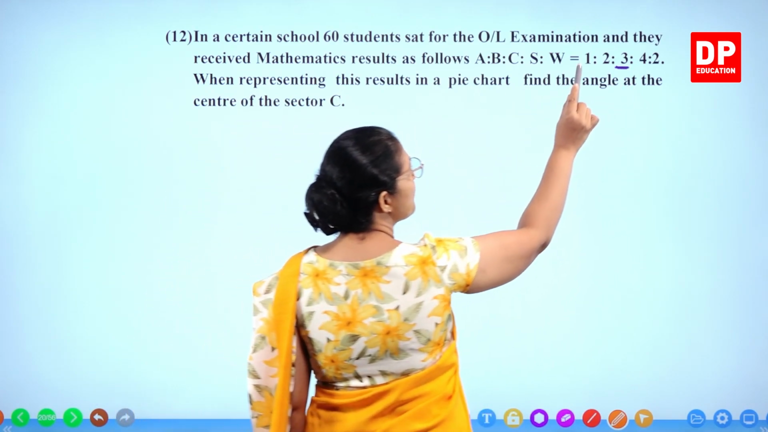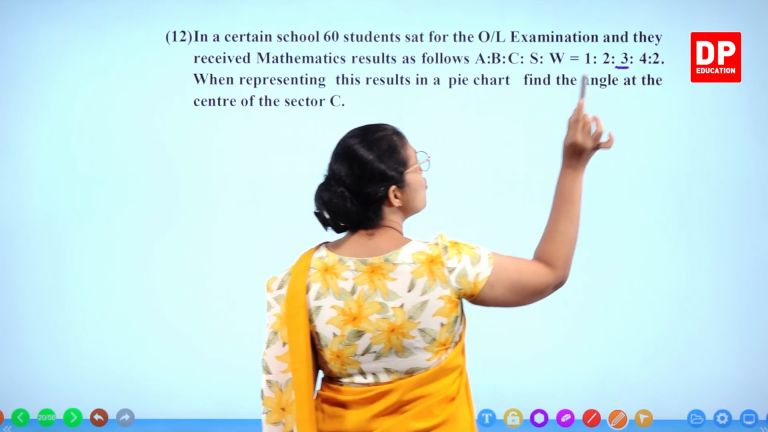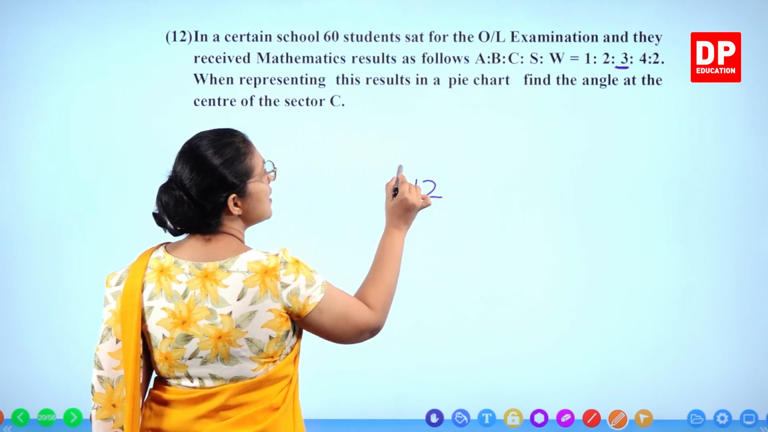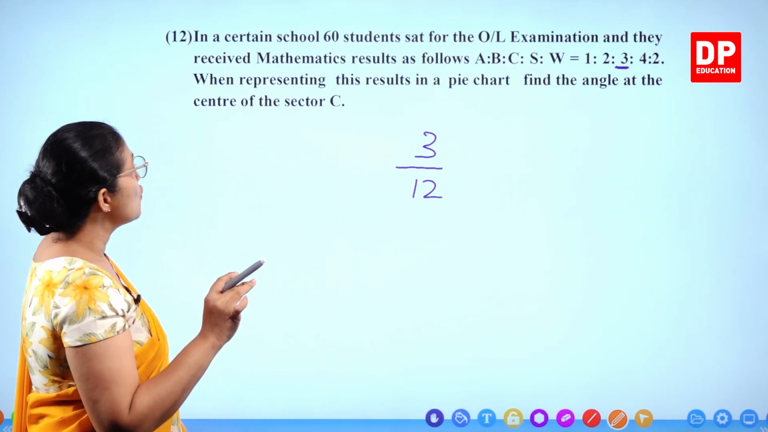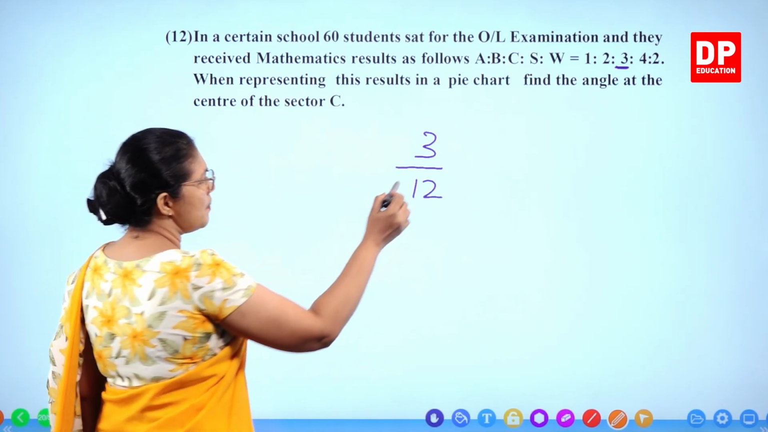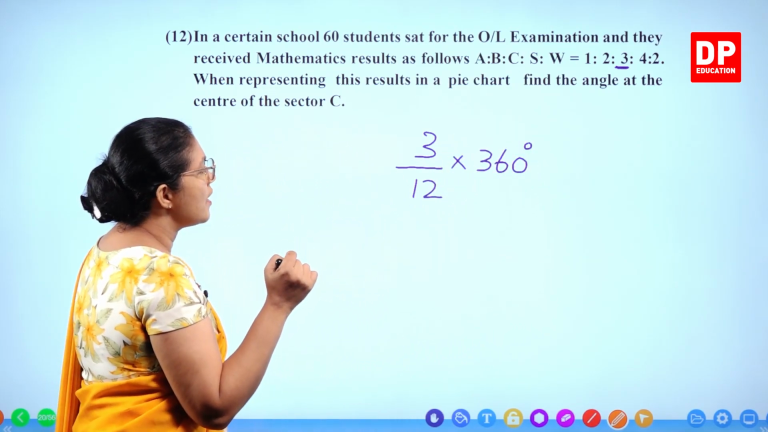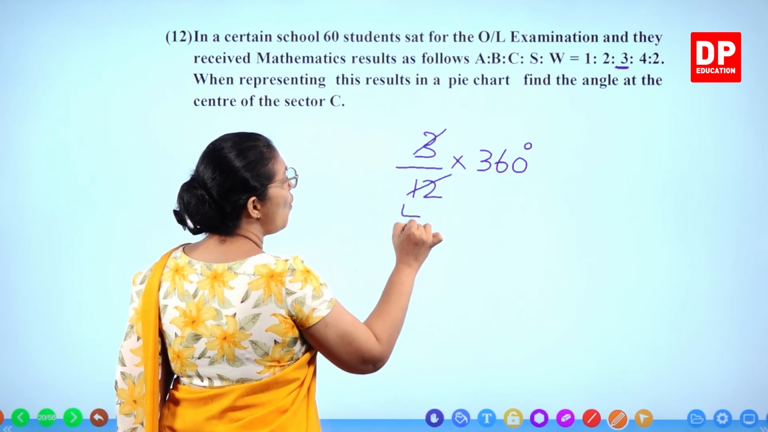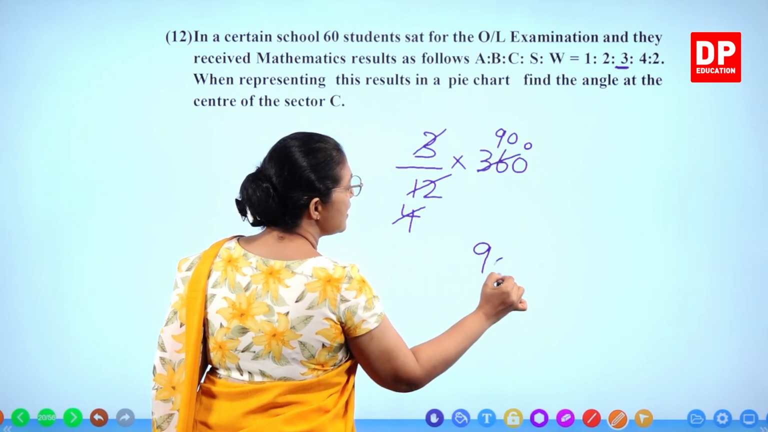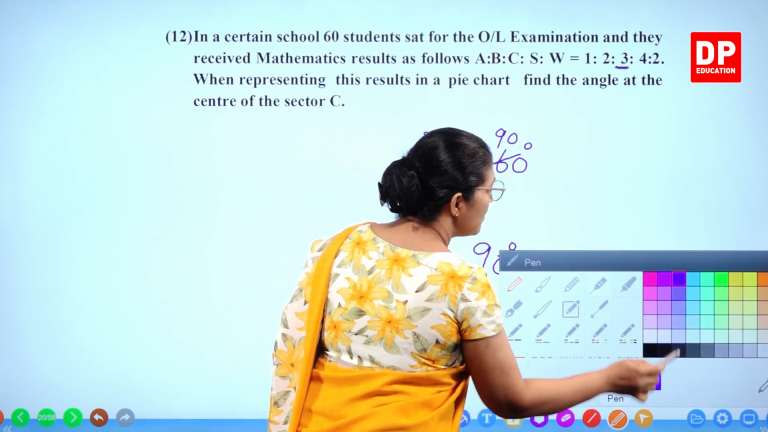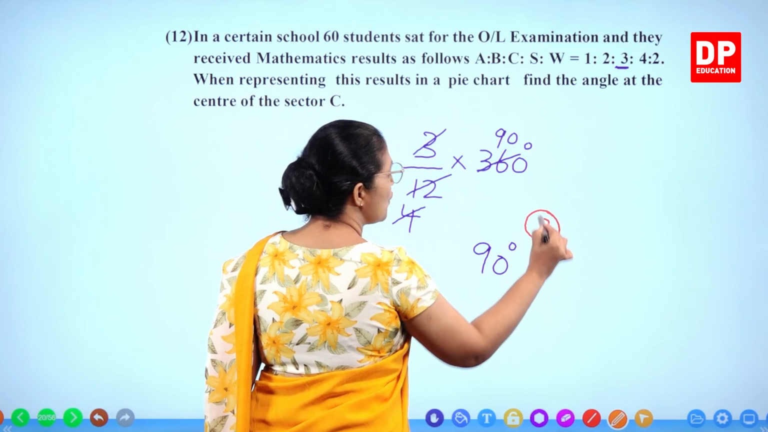How many parts are there? 1 plus 2 is 3, 3 plus 3 is 6, 6 plus 4 is 10, 10 plus 2 is 12. Out of 12 parts, C grades are 3 parts. 3 over 12 as a fraction. So how do you find the angle? Multiply by 360 degrees because around a point is 360. 3 times 360 divided by 12 is 90. So 90 degrees is the angle for the C part. So you get 2 marks for that.